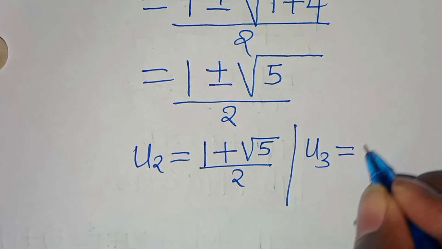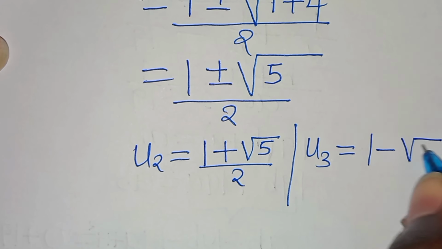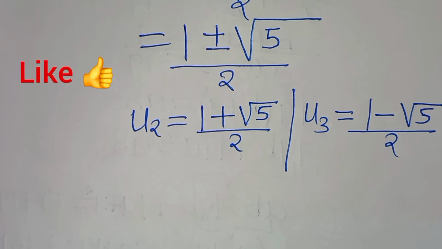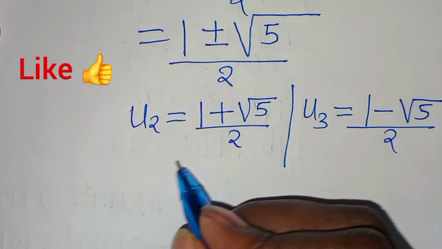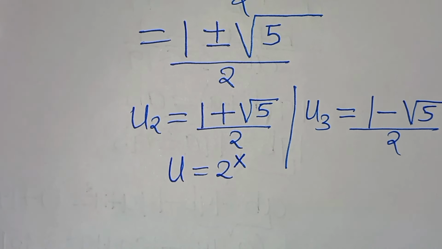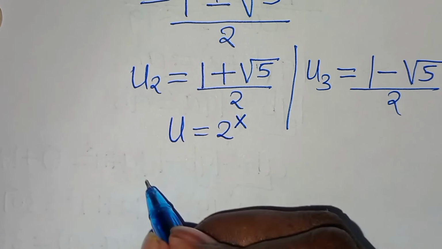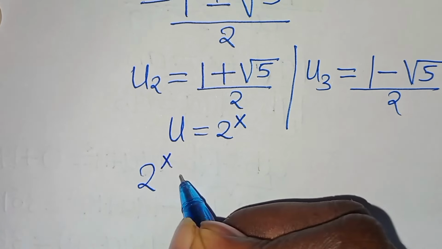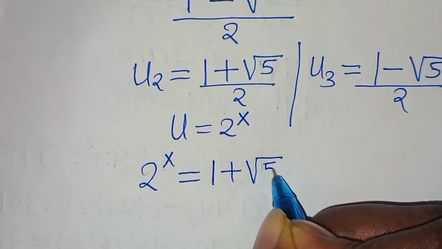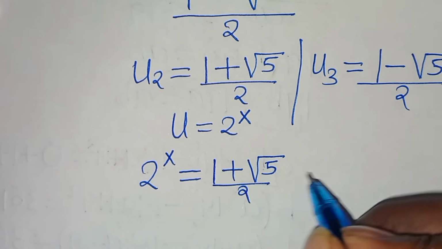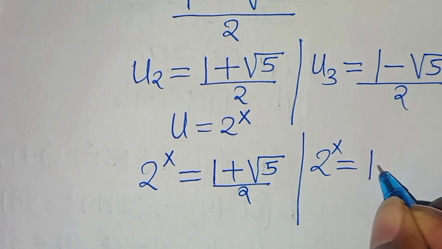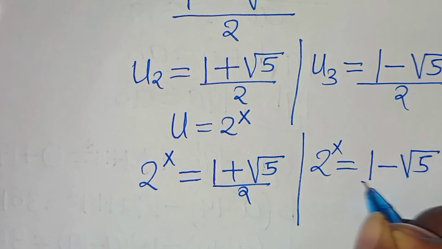This is equal to 1 minus square root of 5, everything here divided by 2. So we have that u, remember u is equal to 2 to the power of x. Substituting this, here we have 2 to the power of x equal to (1 plus square root of 5) divided by 2. And then here we have 2 to the power of x equal to (1 minus square root of 5) over 2.